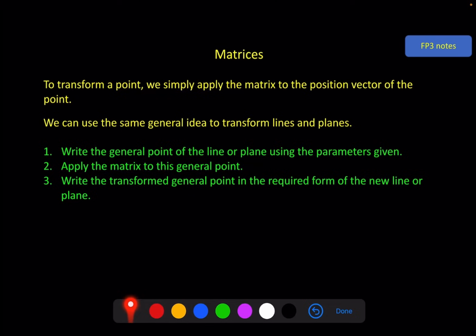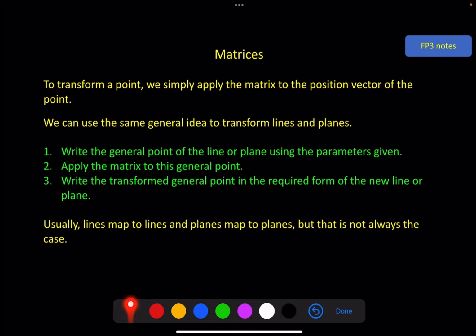So this is a fairly simple method, although not all the questions will be simple. And you'll usually find that lines map to lines and planes map to planes, but that's not always the case, and we will look at an example where that does not happen.